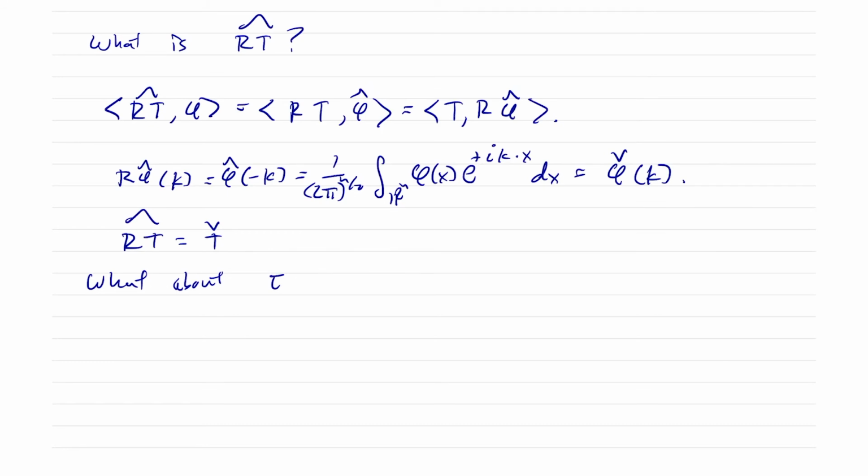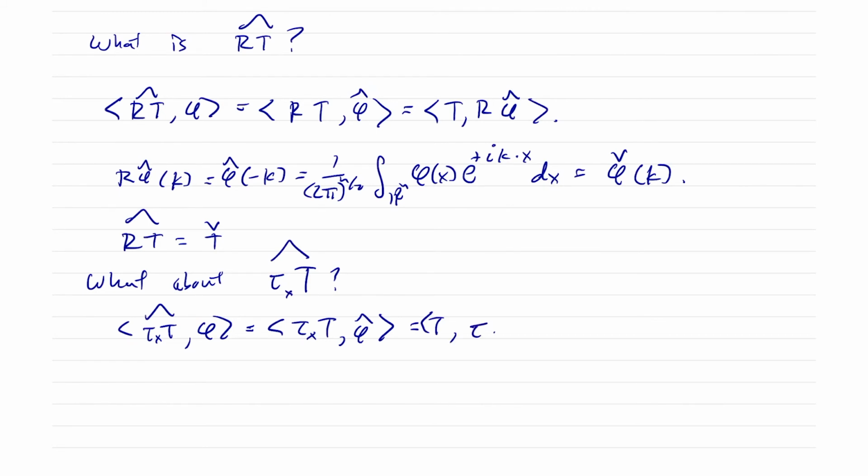Okay. What about the Fourier transform of tau of x on T? So that is the next question. That is going to be tau x T, Fourier transformed, on phi. We move the Fourier transform off, so we get tau x T against phi hat, and this is going to be T on tau minus x of phi hat. And so what is this going to be? Well, I don't remember exactly off the top of my head. Let's put a k on that, and then that's going to be phi hat of k plus x.